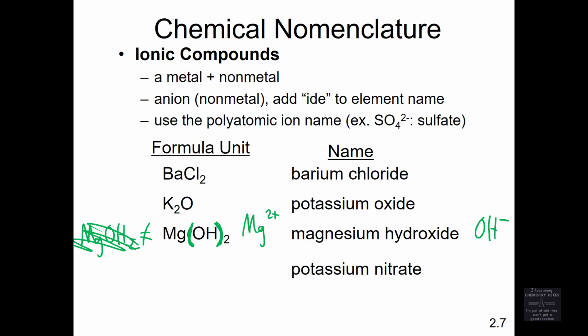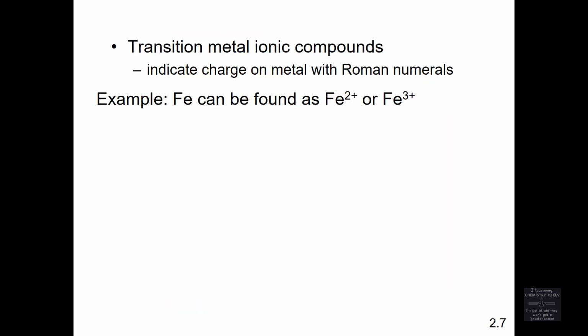Potassium nitrate, that's KNO3. Na2S, that's a sodium and a sulfide. Yep, that's ionic compounds. One little stumbling block with ionic compounds is when you have a transition metal.